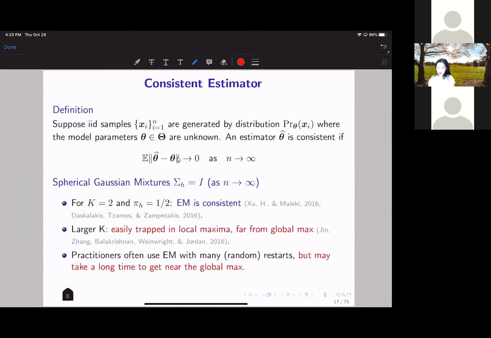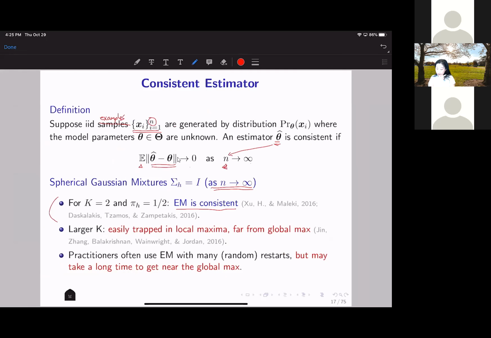Okay, just to recall. I'm saying that under this very simplified scenario, you can prove that EM is consistent when K is 2 and pi h is 1/2. But if you have larger K, then you cannot prove that EM is consistent. It is very easy to get trapped in local maxima, and then your result could be far away from a global maximum. So it won't be consistent. By looking at these papers, you will see that.